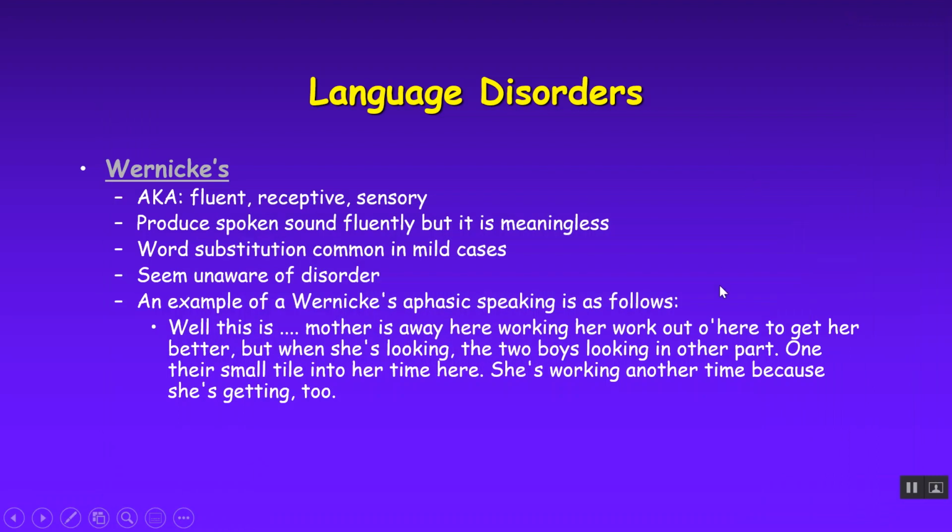So that's fluent aphasia, Wernicke's receptive aphasia. It's also true for them trying to read things. Okay, so the reading part of that.